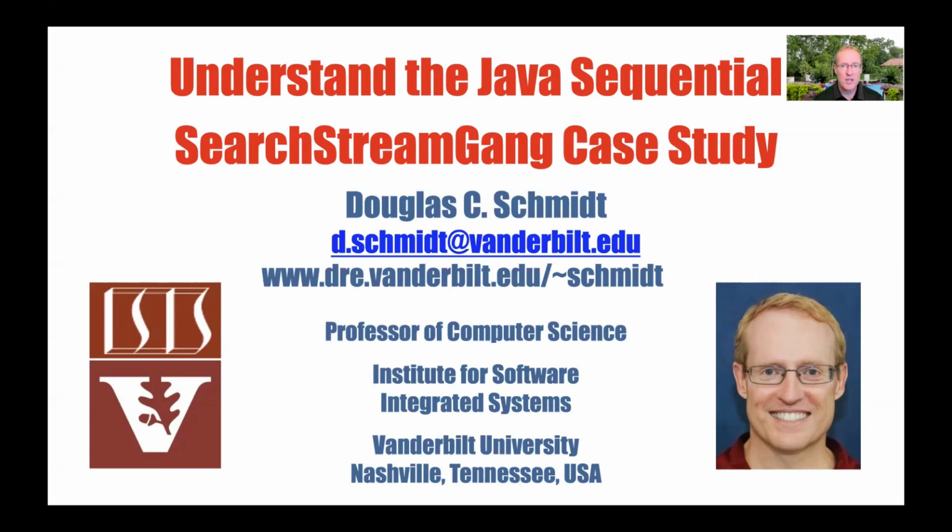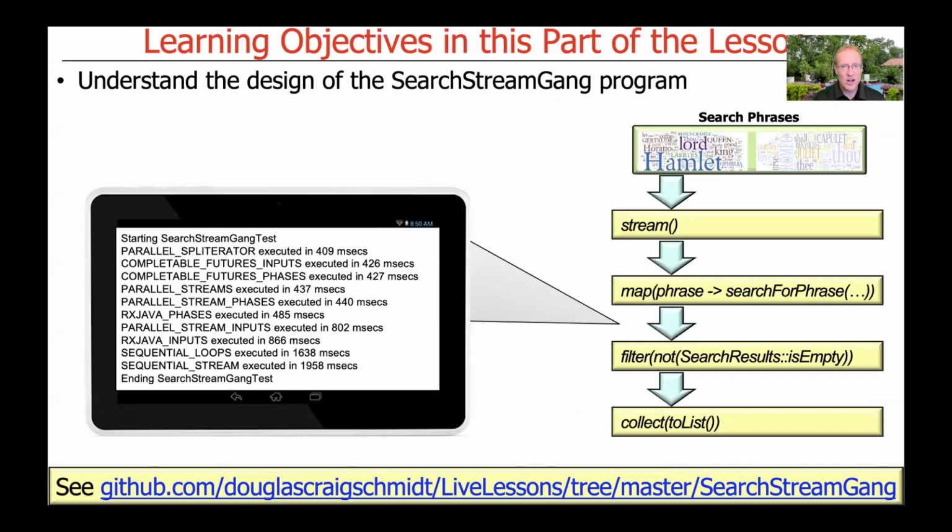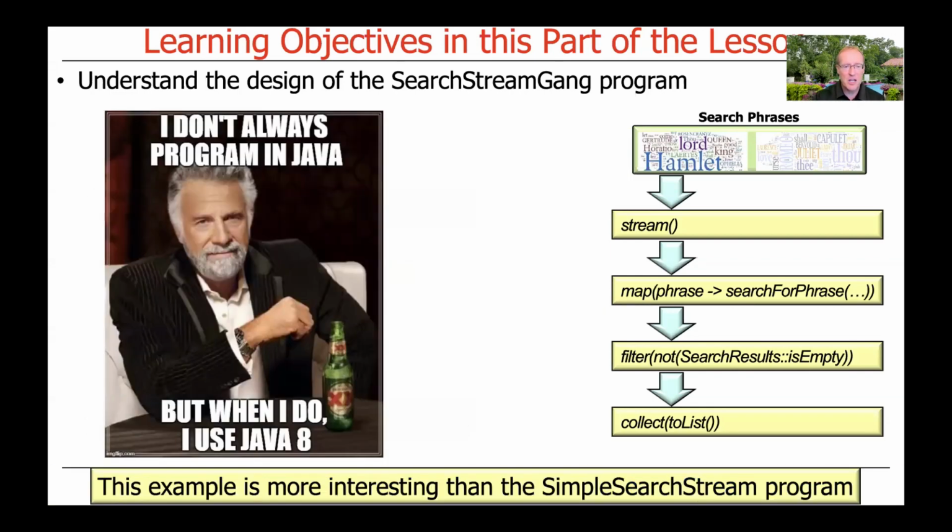And now what we're going to do is take a look at an extended case study, which is the SearchStreamGang case study. And we're going to start in this lesson by explaining the design of this program, which, as always, you can find at my GitHub repository at the link at the bottom of the slide. And this particular program is interesting for a whole bunch of different reasons. It's going to do a lot more than what we did with the simple search stream program. The simple search stream program just illustrated a few fundamental aggregate operations, collect and map and filter. So we're going to look at more stuff than just that in this example.